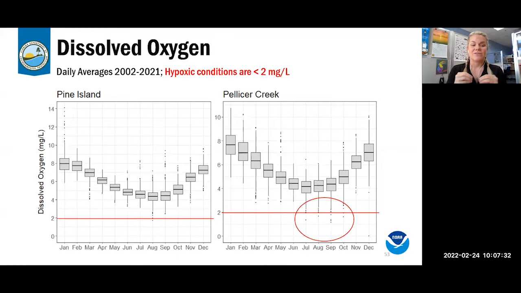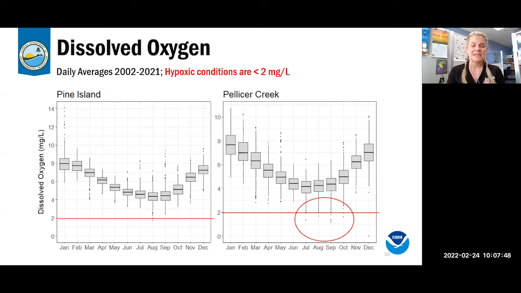Notice that there are values that fall below this line at both sites, but particularly at Pellicer Creek. For the daily average to fall below this line, that means that low dissolved oxygen persists in these systems for quite a bit during the day.